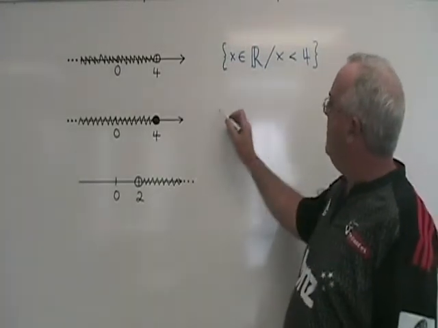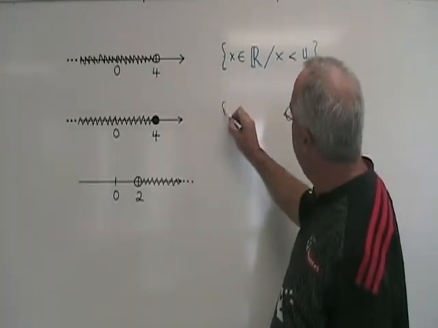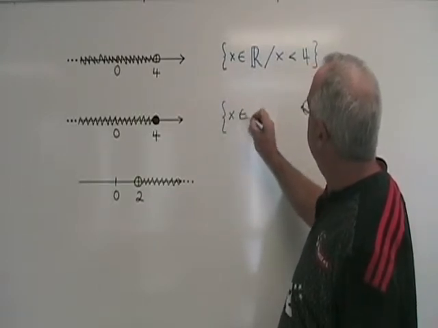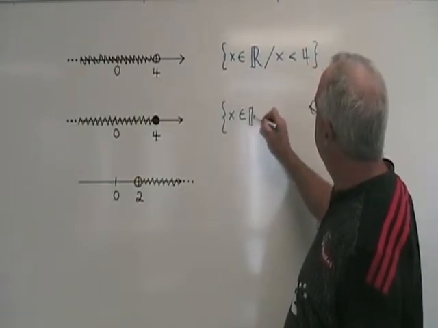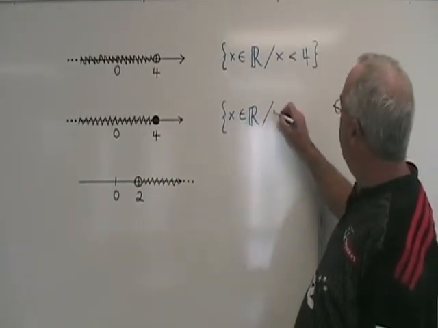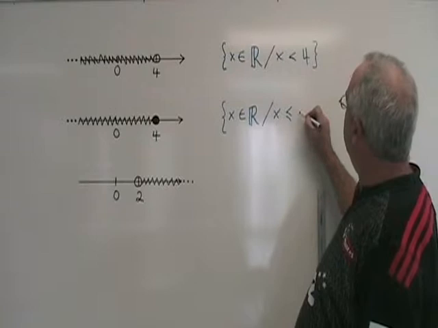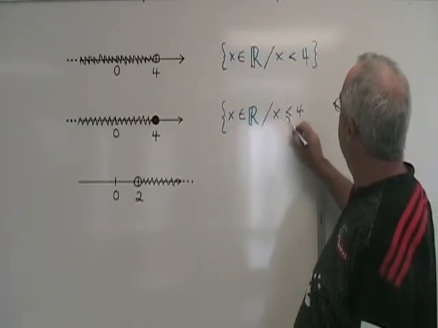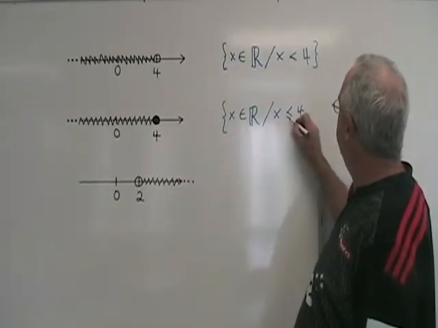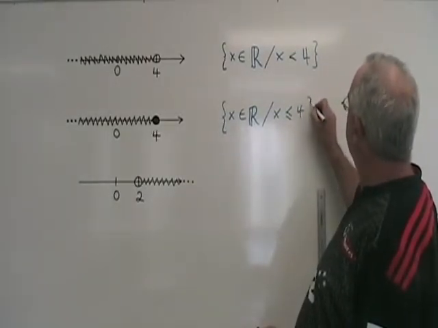With the second example, it works very much the same way. I open my brace. I put x as an element of real numbers and a slash. And then this time I am writing x is less than or equal to 4 because this time 4 is included. And I close my brace.